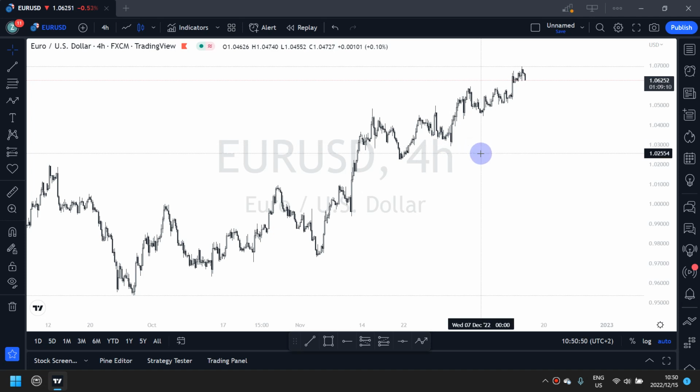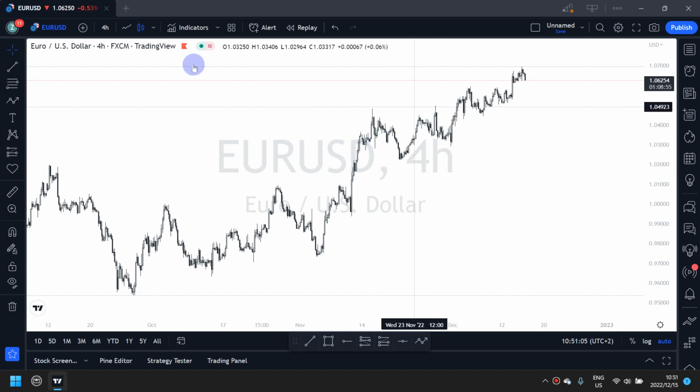So our pair for today's analysis is the Euro USD, the Euro versus the dollar. So without any further waste of time, let's get on with the analysis.